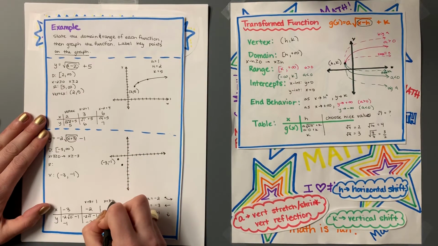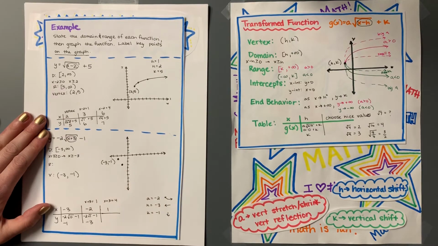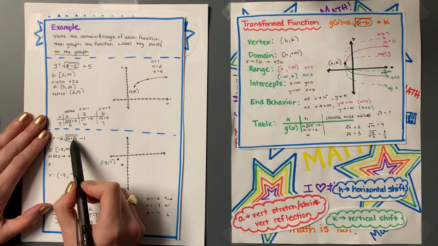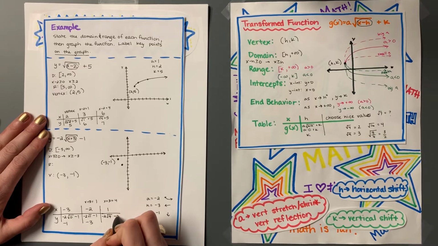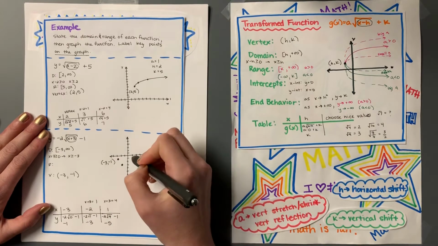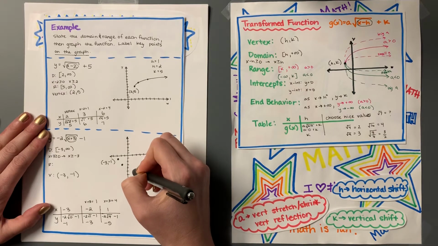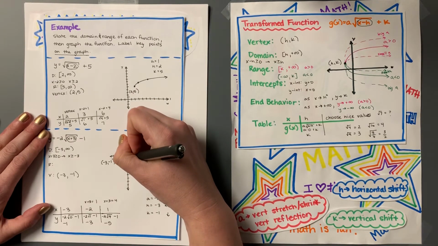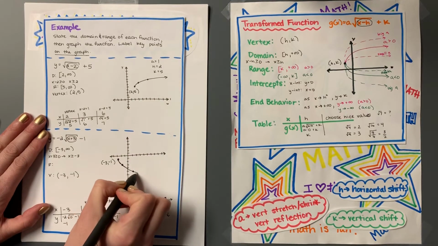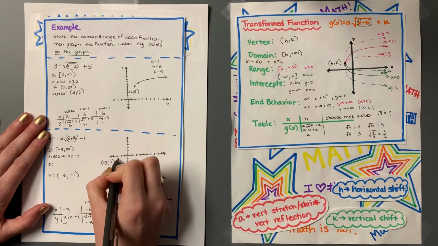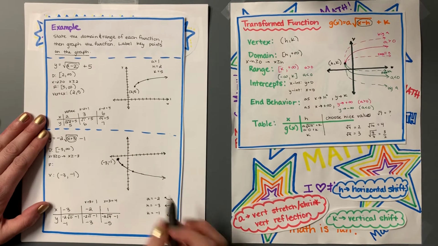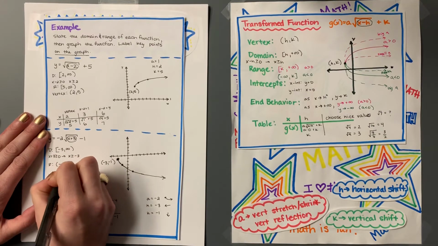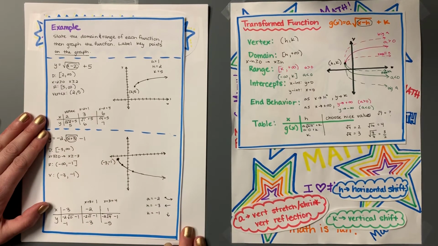Now I want x plus 3 to be equal to 4. That means I should plug in a value of 1 for x, which gives me -2 times the square root of 1 plus 3, which is the square root of 4, minus 1. Square root of 4 is 2, so this is -2 times 2, which is -4, minus 1 is -5. So I have the point (1, -5), and my graph looks like that. So my range is from -infinity to -1 inclusive.